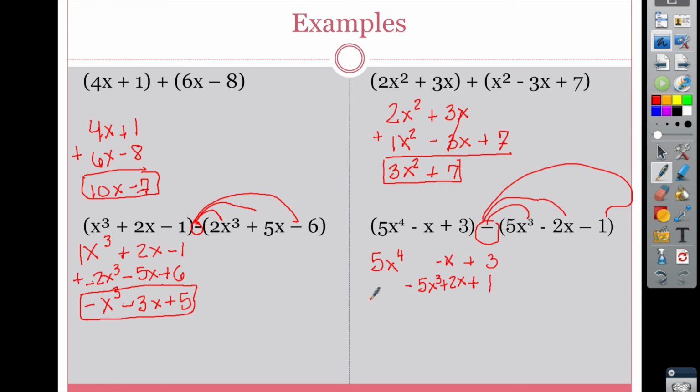Now we need to combine like terms. So I'm just going to bring down my 5x to the 4th because I have nothing to add it to. In addition, I'm going to bring down my negative 5x to the 3rd because I have nothing to add it to. Then I'm going to add negative x plus 2x, so that becomes x. And 3 plus 1 is 4. So our final answer is 5x to the 4th minus 5x to the 3rd plus x plus 4.